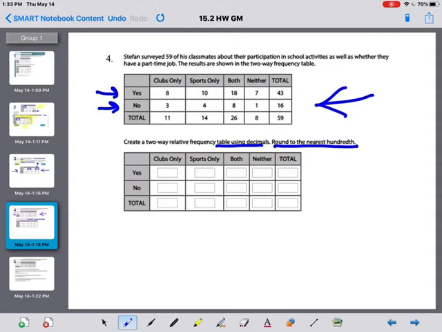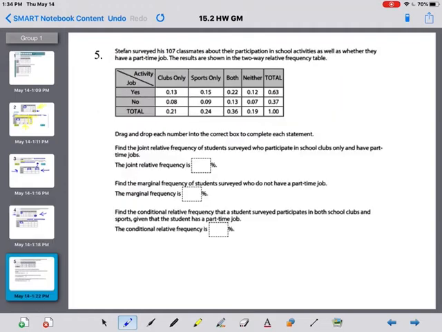All right, so for every one of these boxes, you are taking the number in the box that you're working with. Let's say we're finding the relative frequency for yes and clubs only and dividing it by the total amount. So every single one of these decimals you are going to get by taking the number in the box that you're working on and dividing it by 59. And then you're going to be rounding to the nearest hundredths place. All right, so I just want to address that one.